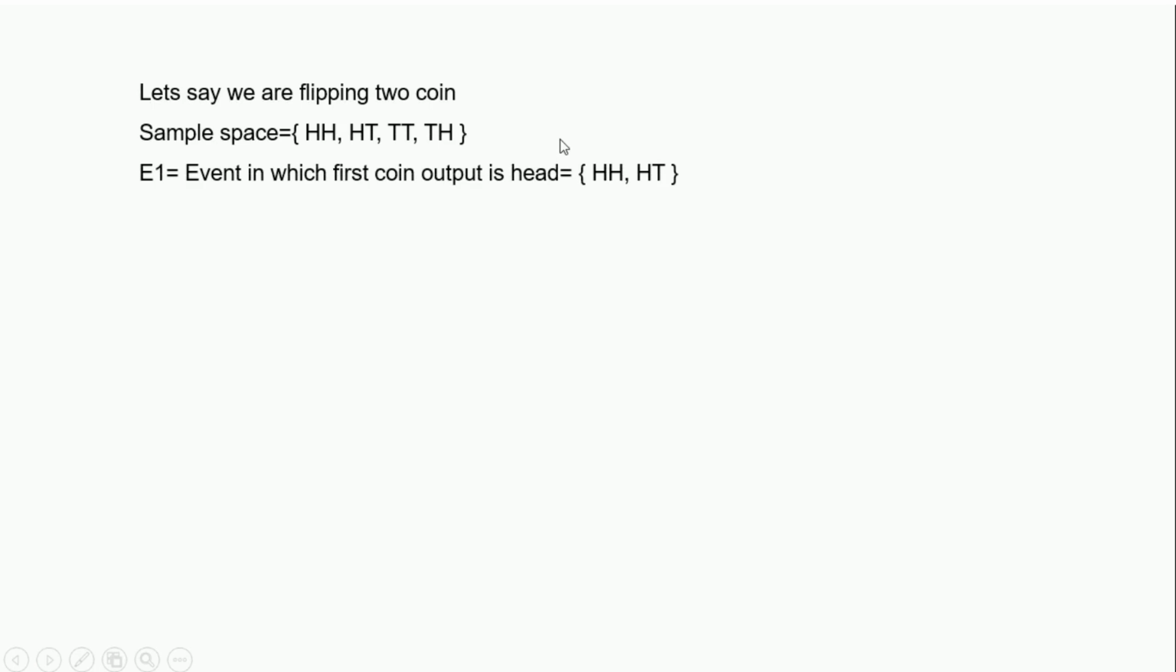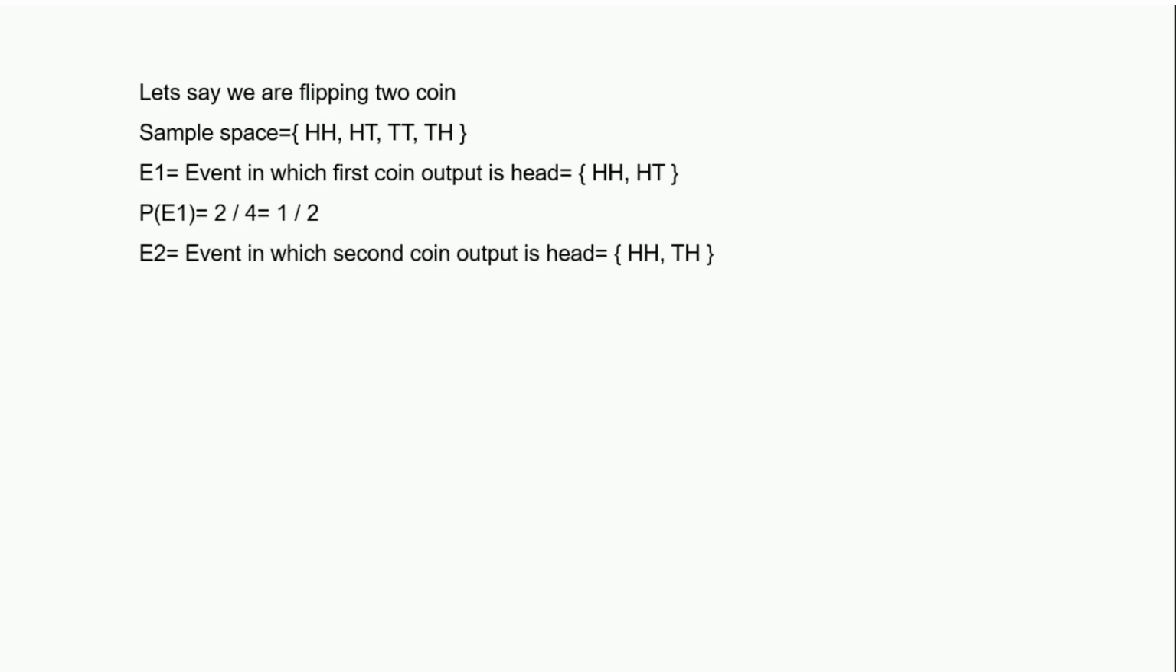Let's take an example. Let's say we are flipping two coins. Therefore the sample space is this one, and event E1 is the event in which the first coin output is head. Therefore these two are the possible outcomes we can get for event E1. Here we can see the first coin giving us the head, and therefore probability of E1 equals the number of possible outcomes for E1, which is 1 and 2, therefore 2, upon the total possible outcomes, meaning the size of the sample space, 1, 2, 3, 4, upon 4. That's why probability of E1 equals 2 by 4 equals 1 by 2.